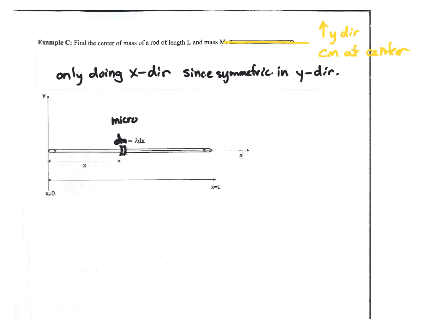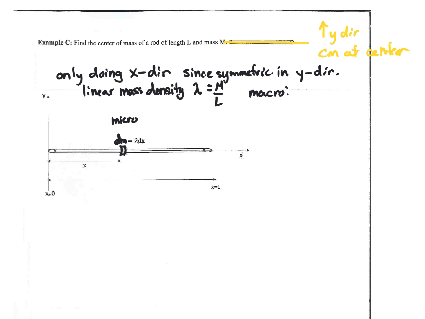Let's start with what I call macro, which is the whole thing. We know we are taking a linear mass density. Since we're only going in the x direction, this is linear mass density because it's just in a straight line. And we know the linear mass density is lambda, which is m over L. Density is usually mass divided by volume, but this is just linear, so it's mass divided by the length. So that's our macro.